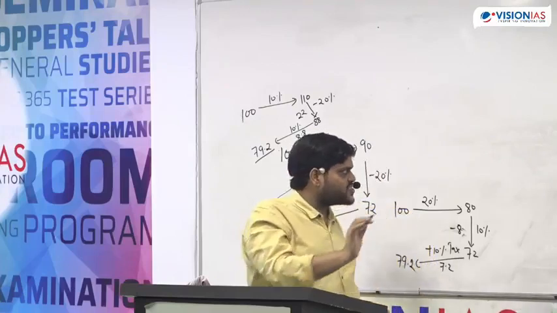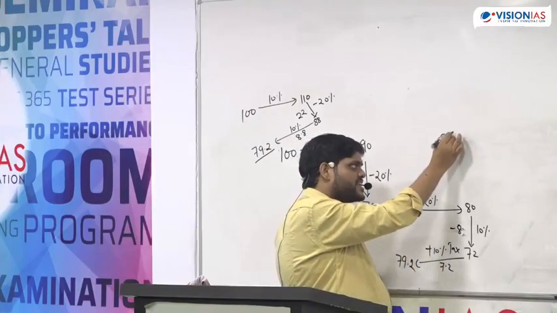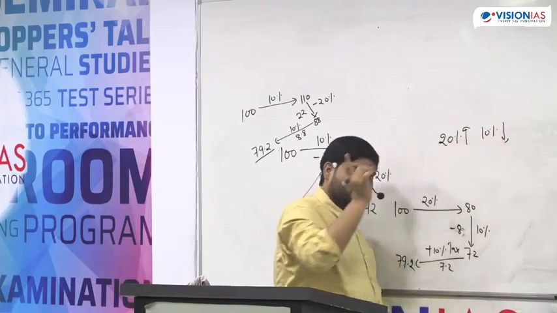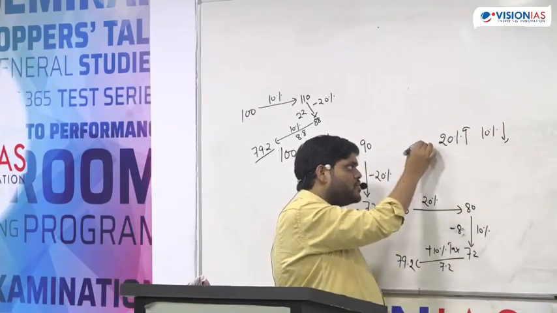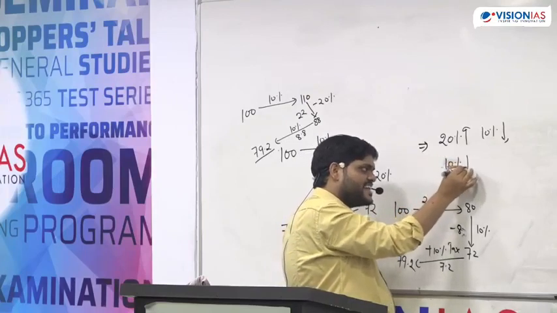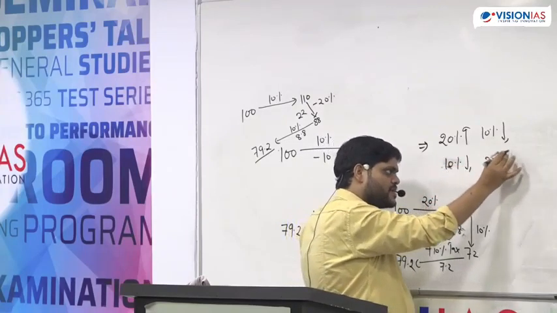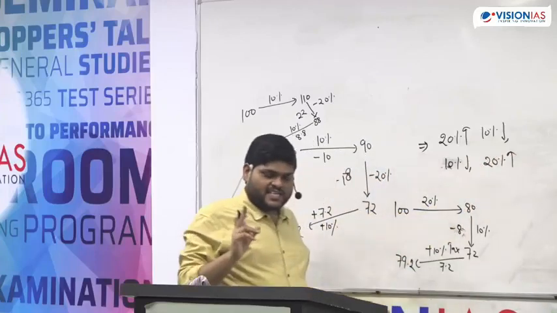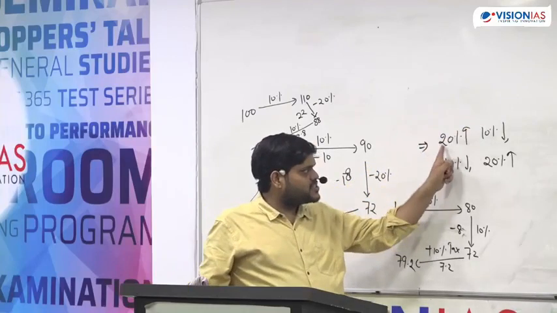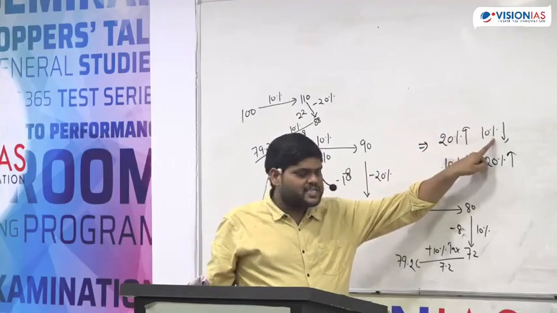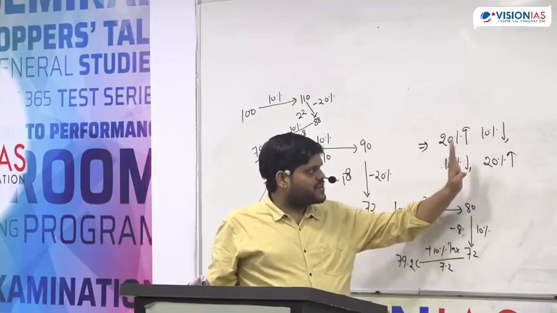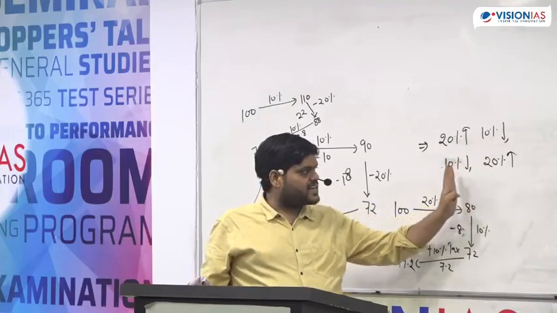You can change the order. A 20% increment and a 10% decrement have the same value as a 10% decrement and then a 20% increment. In successive increment or decrement, you can reverse this. This 20% can go here, 10% can come here. Similarly, 10% can go any side or 20% can come any side.